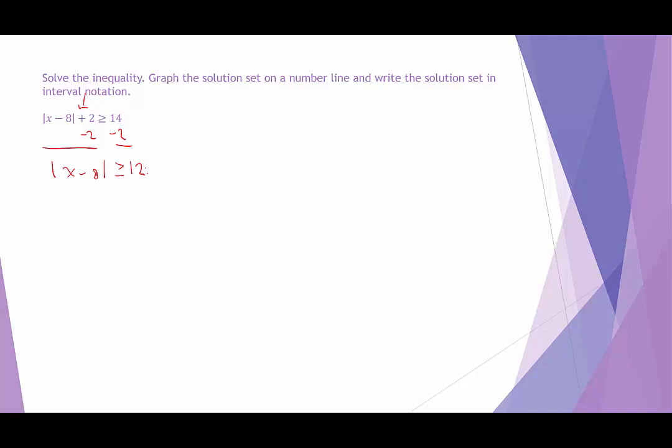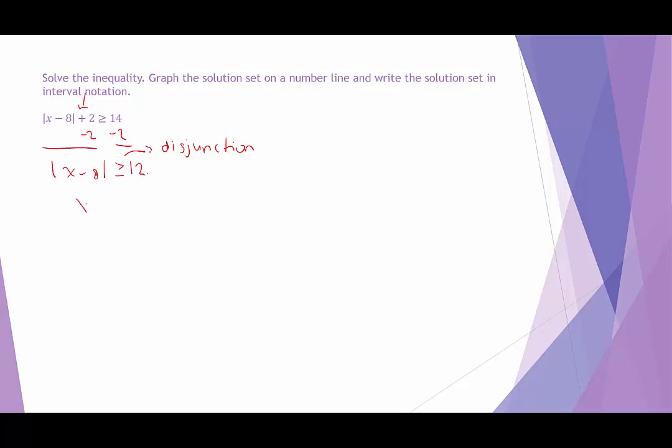Now that I have the absolute value isolated, I recognize that we have the greater than, which is a disjunction, which means we're dealing with two distinct intervals of numbers. We have the numbers that are bigger than 12 or the numbers that are smaller than negative 12, because when you take those absolute values, those numbers end up being bigger than 12.